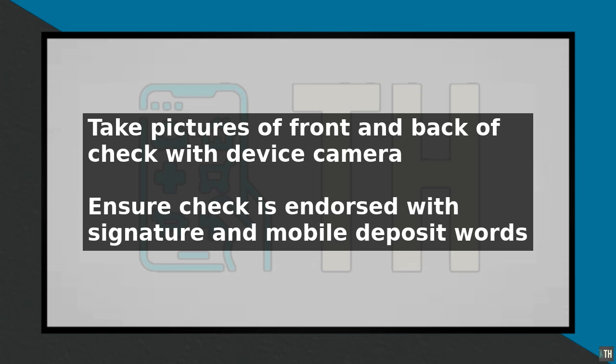Next, take a picture of the front and back of the check using your device's camera. Make sure the check is endorsed with your signature and the words "for mobile deposit only." The app will guide you through the process of taking the pictures and will verify that the images are clear and legible.